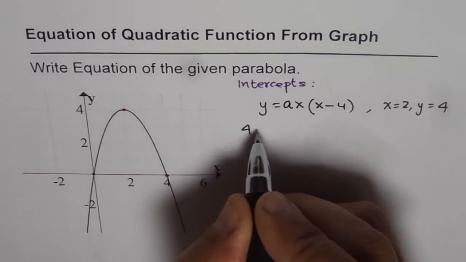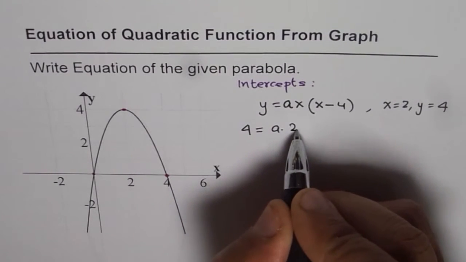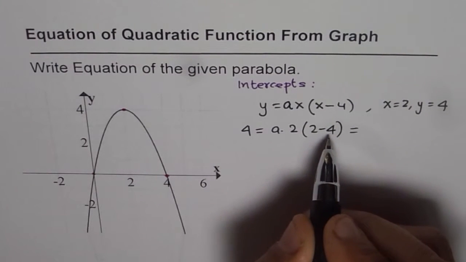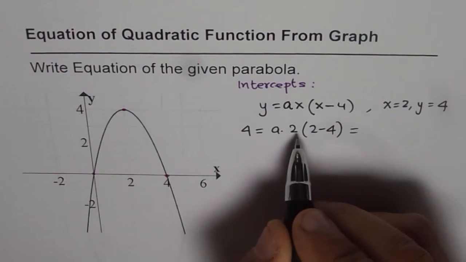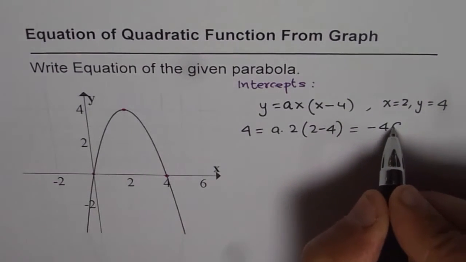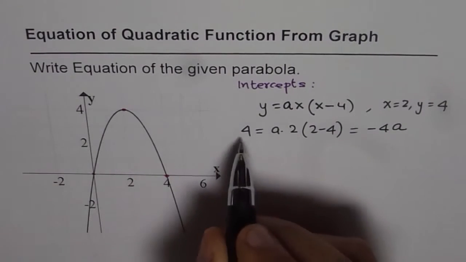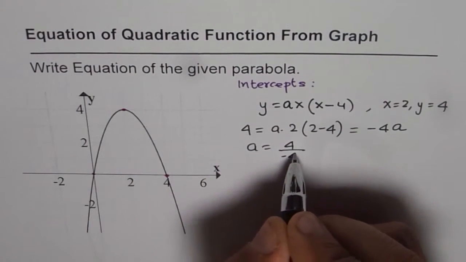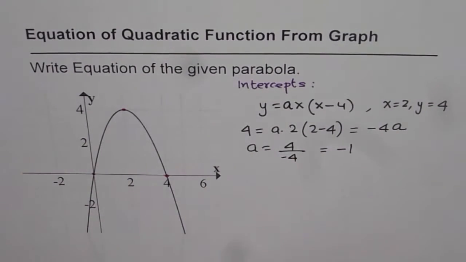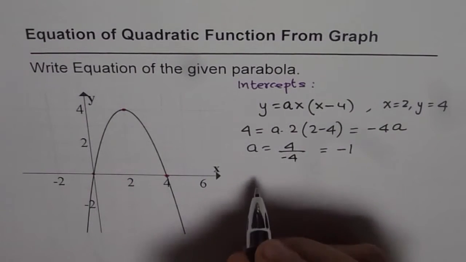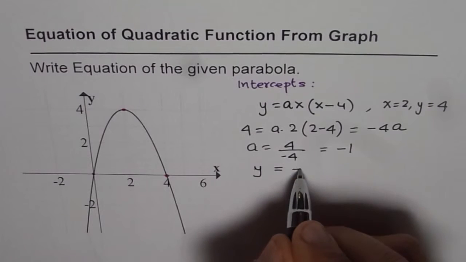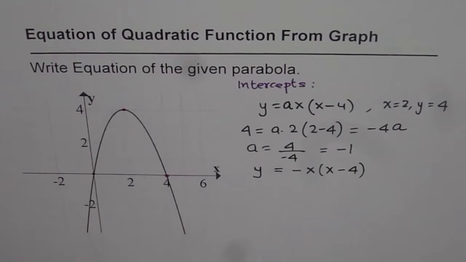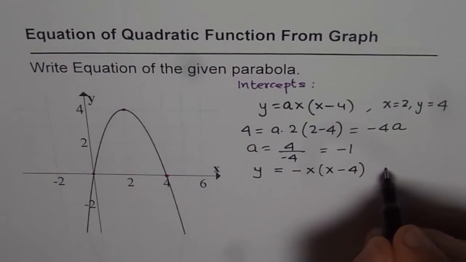To get 4 equals to a times 2 times 2 minus 4. That is, 2 minus 4 is minus 2. So we get minus 2 times 2 is minus 4, minus 4a. And from here, a will be 4 divided by minus 4. So we get a equals to 4 divided by minus 4, which is equal to minus 1. And that gives us the equation, and that is y equals to minus x times x minus 4. So that is one equation for the given graph.